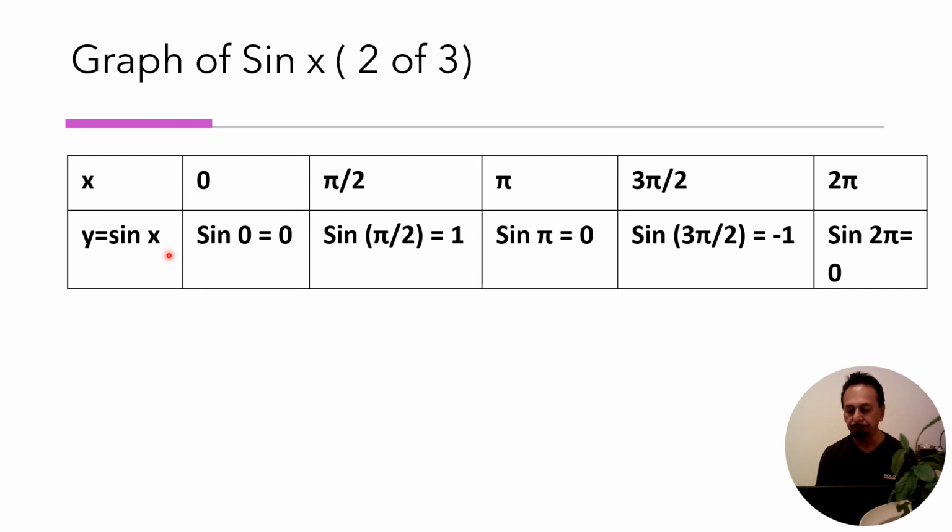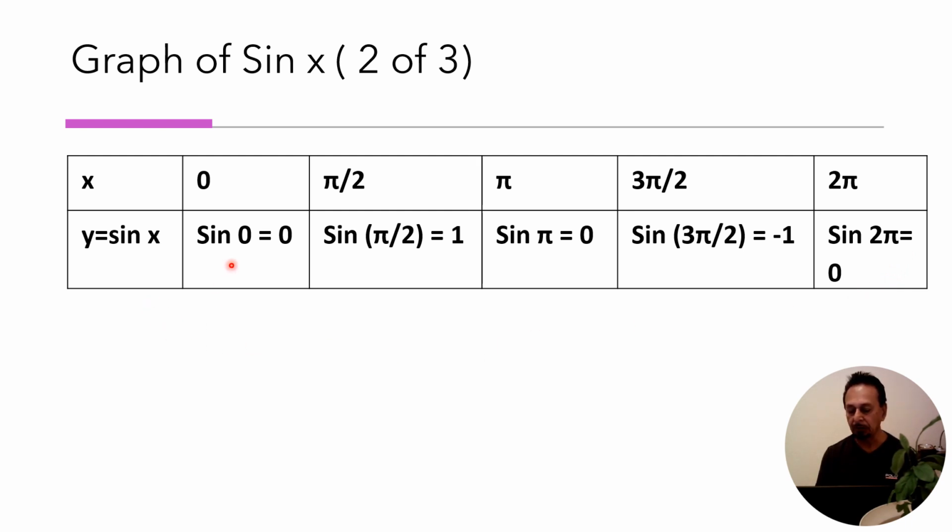So here's a table. To graph sine of x, the top row has the values of x and the bottom row is the values of y. If x is 0, sine of 0 is 0. If x is pi over 2, sine of pi over 2 is 1. If it's pi, sine of pi is 0. If it's 3 pi over 2, sine of 3 pi over 2 is minus 1. And if it's 2 pi, then sine of 2 pi equals 0.